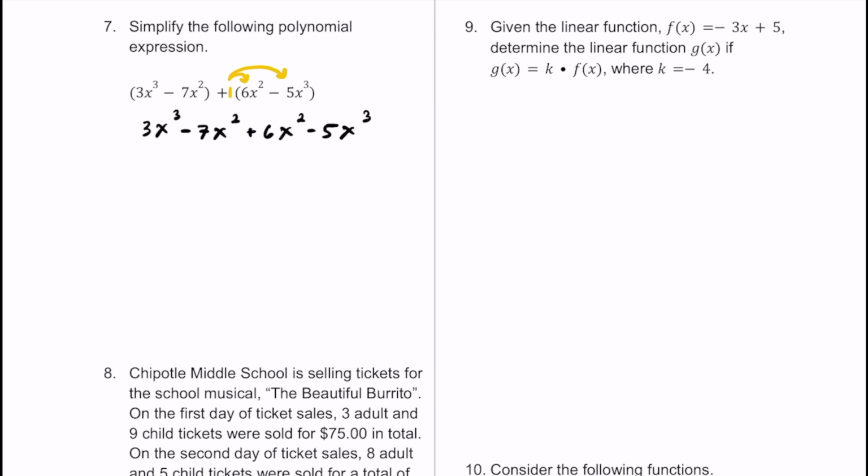Okay, starting with the highest power, we have 3x cubed minus this 5x cubed. So 3 minus 5 is negative 2. So our leading coefficient is negative 2. So negative 2x cubed. And then we have two like terms here of negative 7x squared plus positive 6x squared. Negative 7 plus 6 is negative 1. So I'm just going to write negative x squared, even though there's an invisible negative 1 there. But this would be the simplified polynomial.